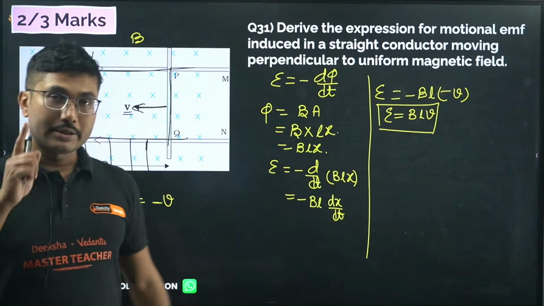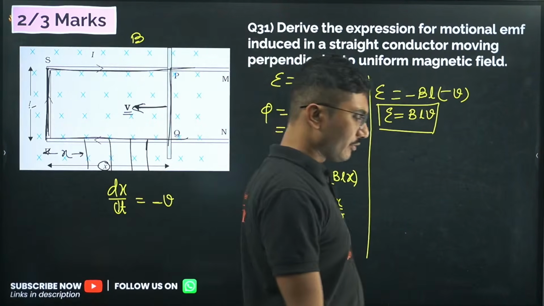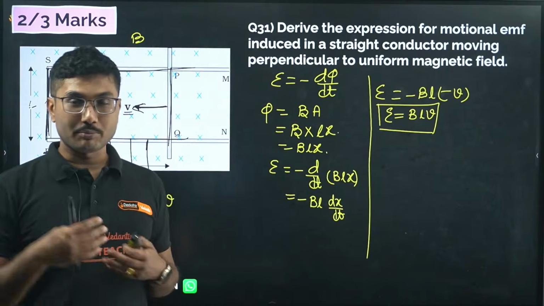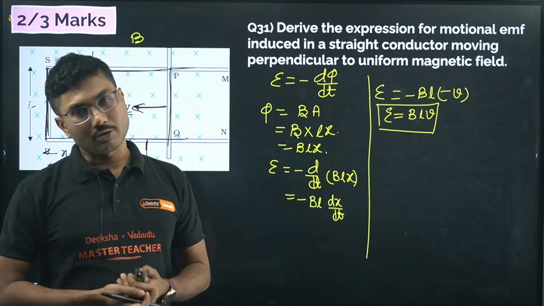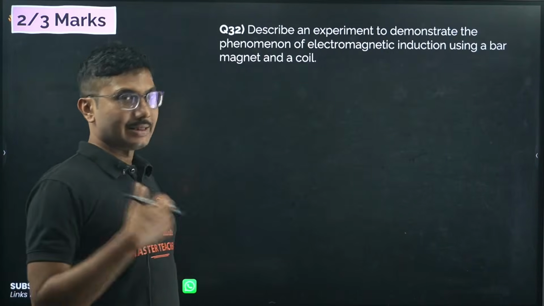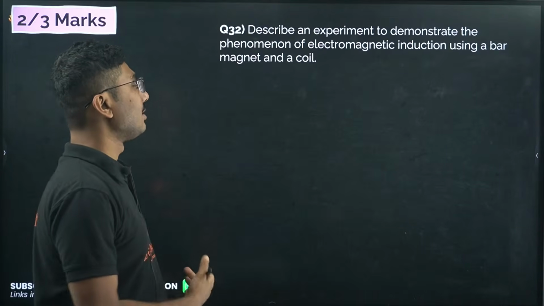There is also one in your model paper: a question on two separate waves superimposing at one point. That derivation might also be coming. At least according to my understanding, one of the derivations is going to come.